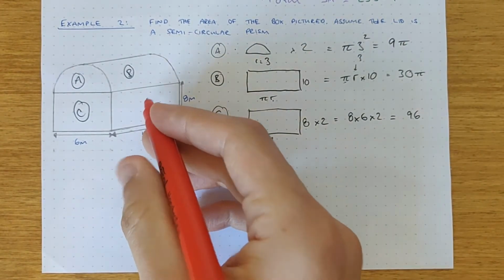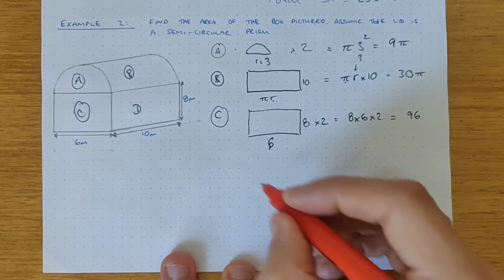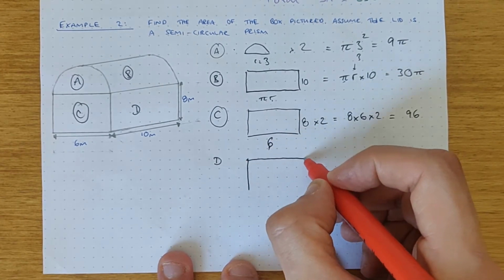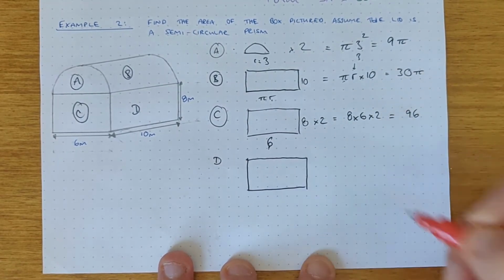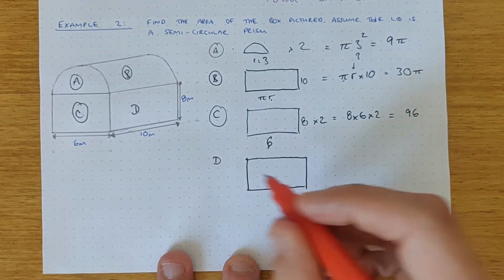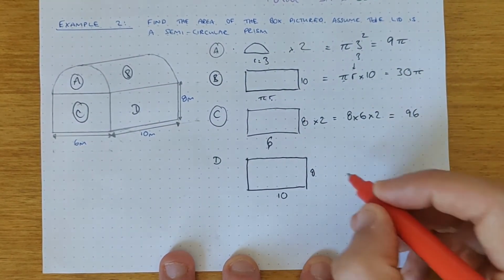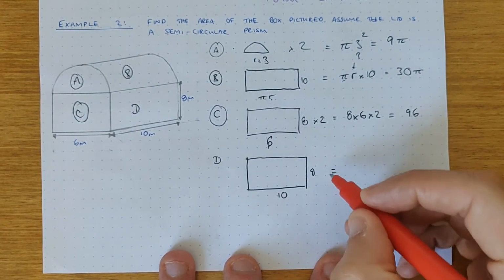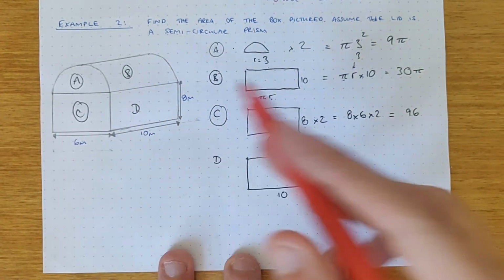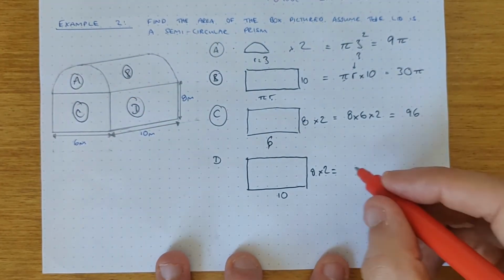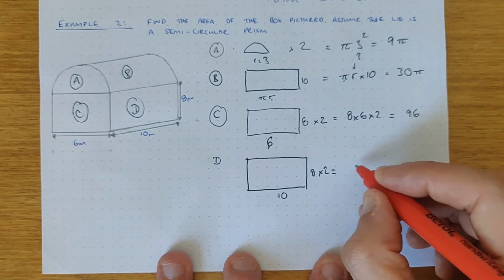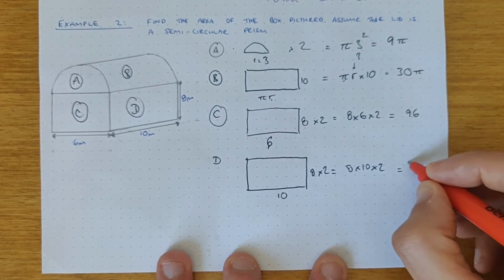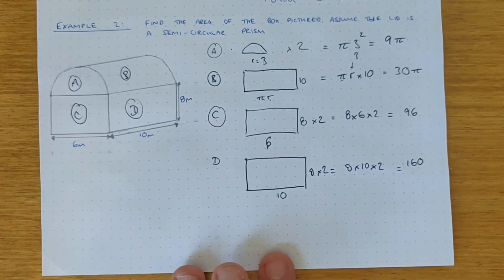I'm then going to look at this side, which is D. The side D is also a rectangle. I've got a base of 10 along here. I've got a height of 8. That will give me 80. I'm then also multiplying it by 2 because there's two sides. I have 80 times by 2, which gives me 160. So that's 8 times 10 times 2, which is 160.